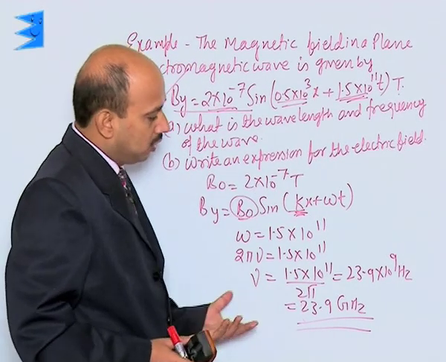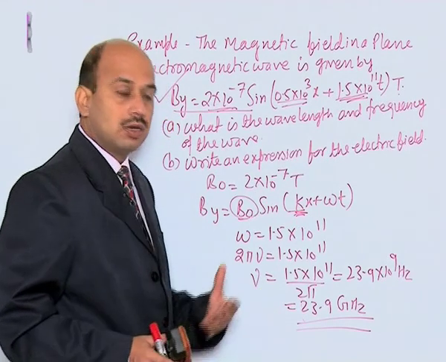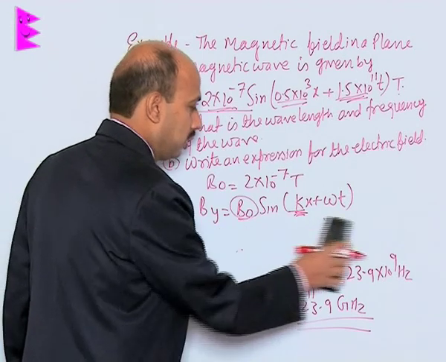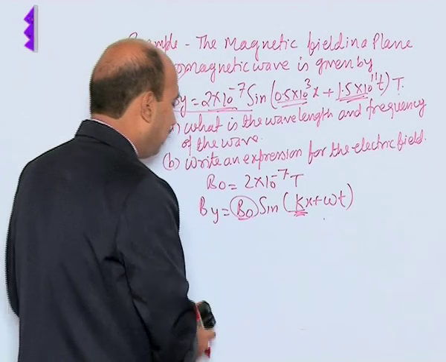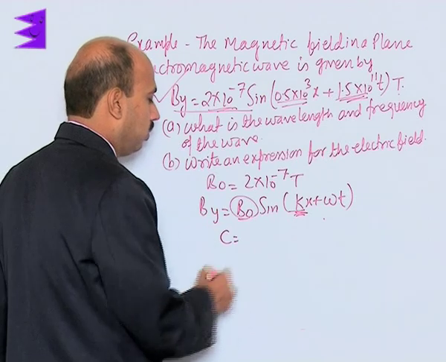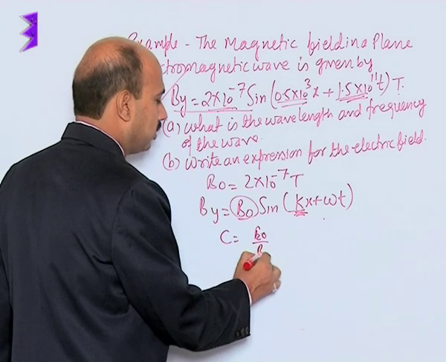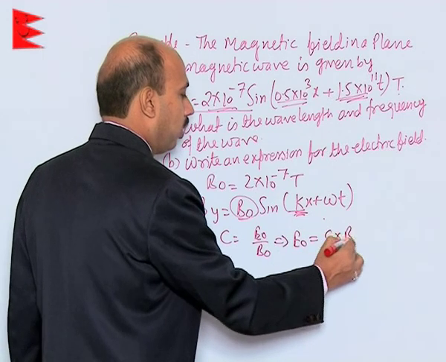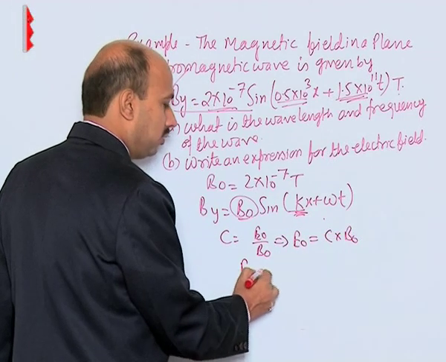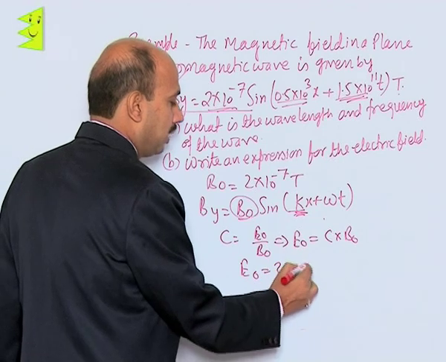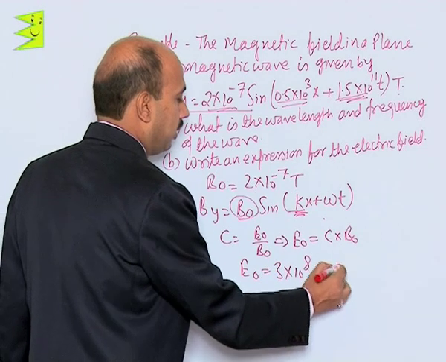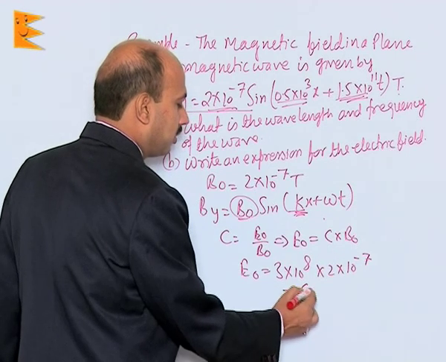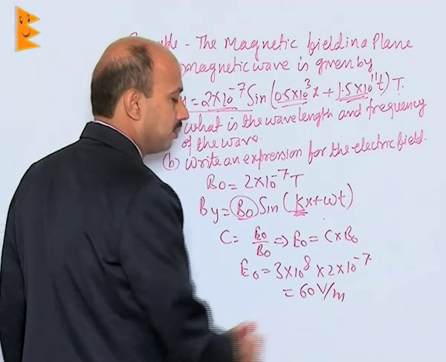Now, we can go for the magnitude of the electric field. We know that C is equal to E naught upon B naught. So, we can write E naught is equal to C into B naught, that is E naught is equal to 3 into 10 raised to power 8 into 2 into 10 raised to power minus 7. So, that comes out to be 60 volt per meter.